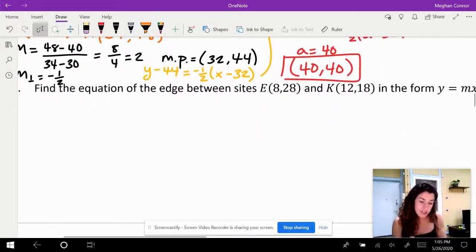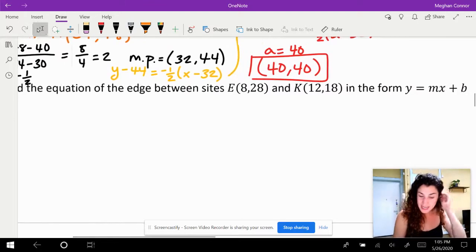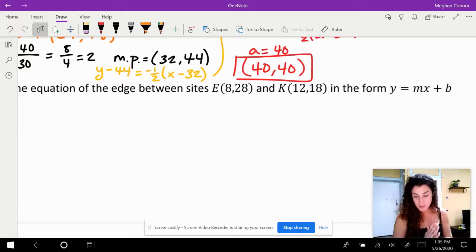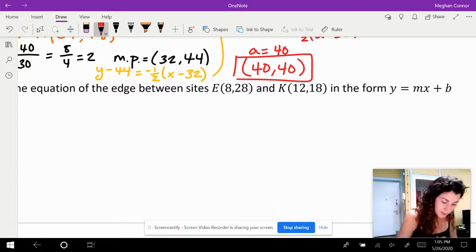Okay, find the equation of the edge between the sites. Here it gives it to us, E and K, in the form y equals mx plus b. So we just talked about that. We need to find the midpoint and we need to find the perpendicular slope. I'm going to do the midpoint first.